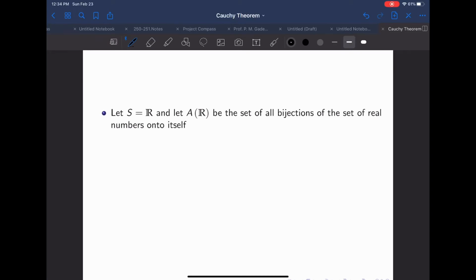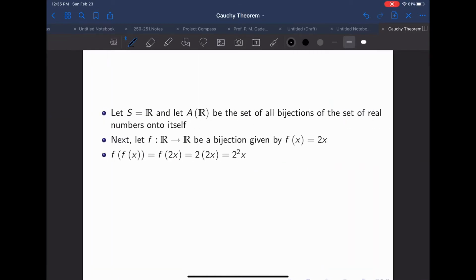Now let us consider an example of a set which is actually infinite. Let's suppose S here is the set of all real numbers, and A_R is the set of all bijections of R onto itself. So suppose we consider the following bijection. We consider f of x to be 2x, and you will of course agree that this is an example of a bijection. All you have to do here is show that this function is one-to-one, injective, and also surjective.